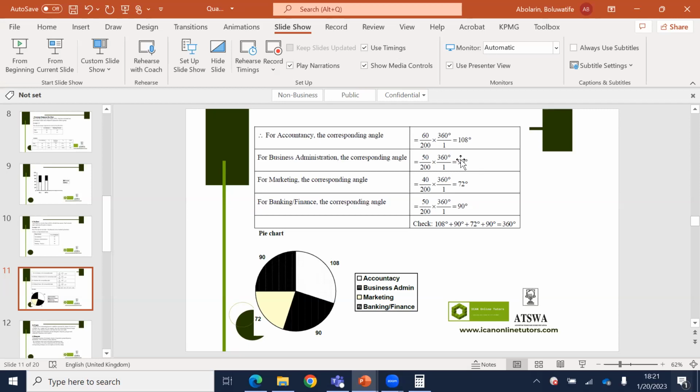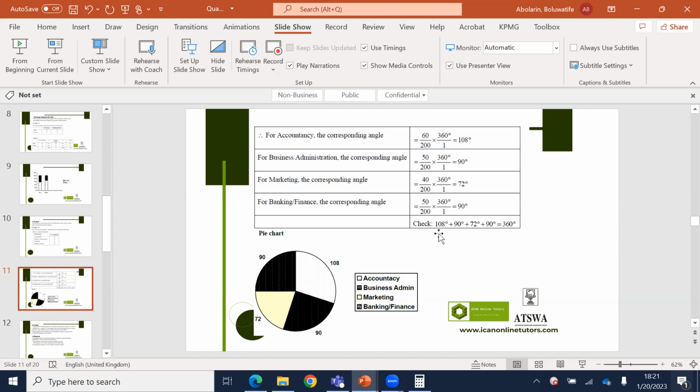You got what? 90. Exactly. So for the third one, 40 divided by 200 times 360. What do you get? 72. Exactly. Fourth one, 50 divided by 200 times 360. What do you get?